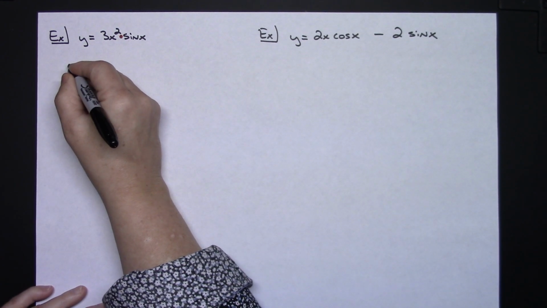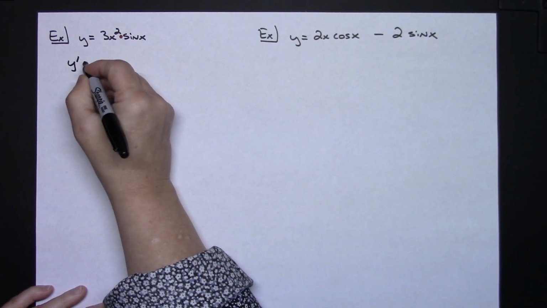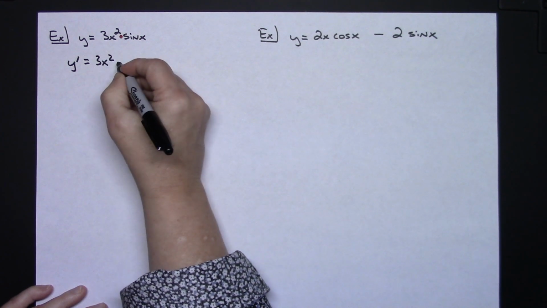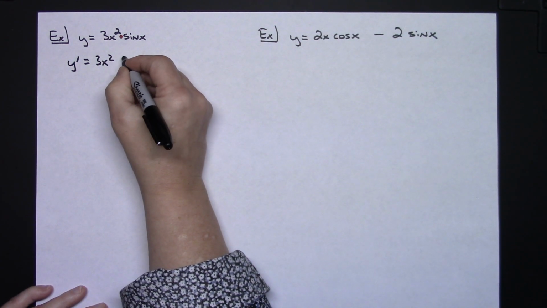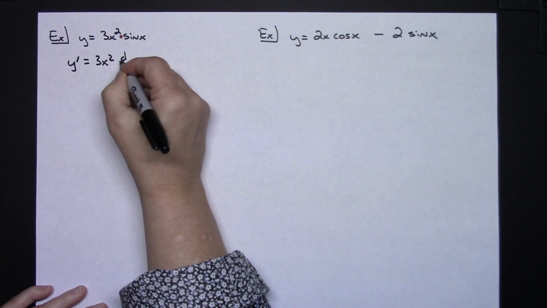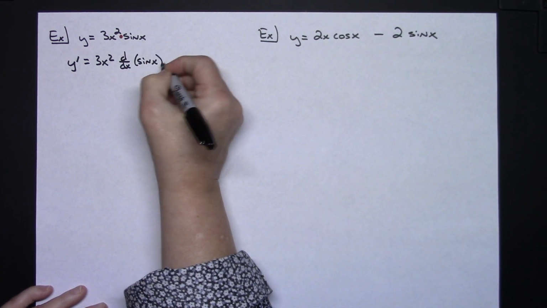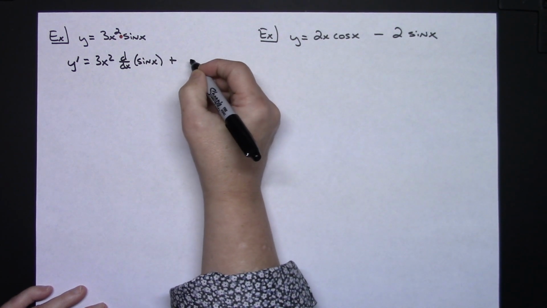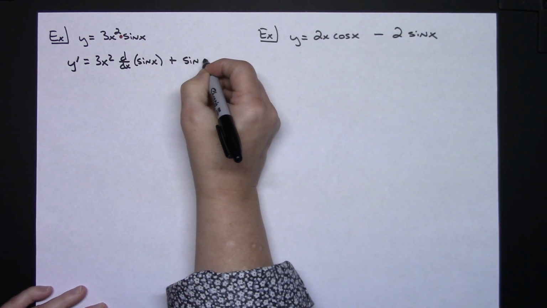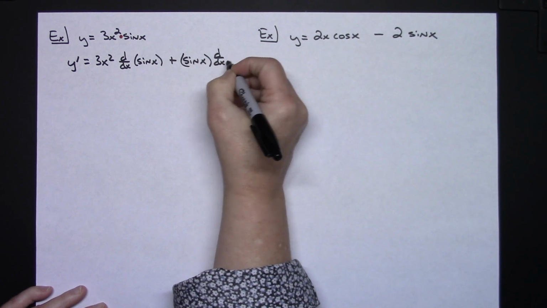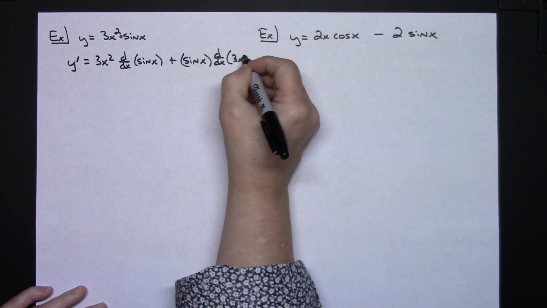I'm going to tell the person that's grading my paper, okay, hey, I'm starting my derivative, so y prime. I'm going to write the first function, which is 3x squared. And then I'm going to multiply that times the derivative of my sine, so d/dx of sine x. Plus that second function, which is sine x, times the derivative of the first, so d/dx of that 3x squared.